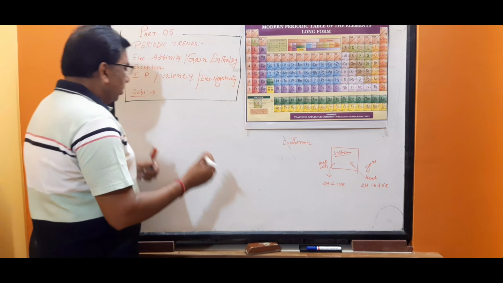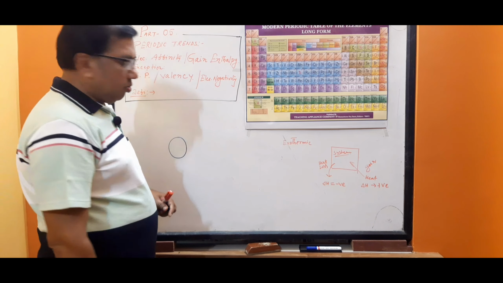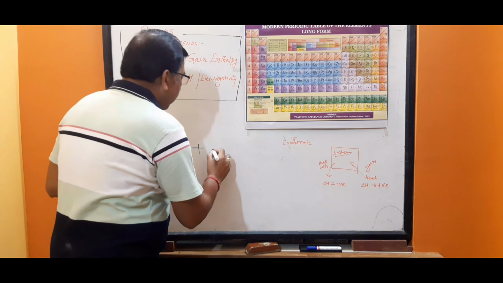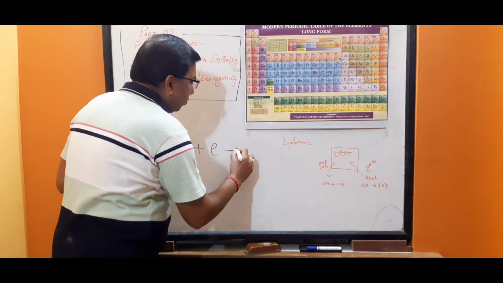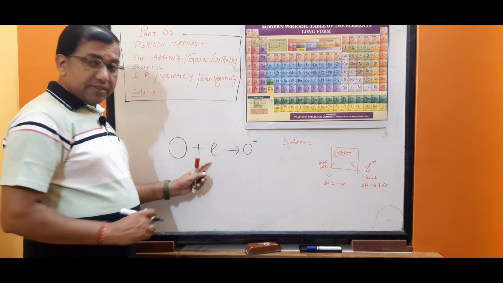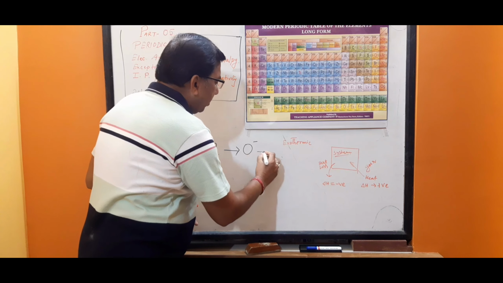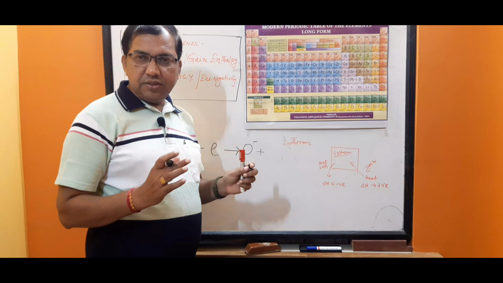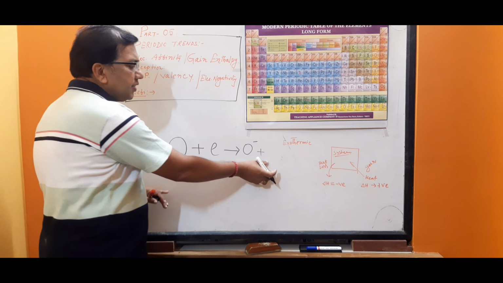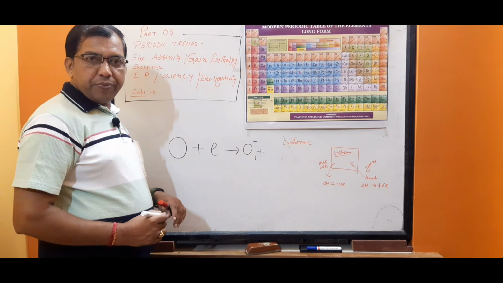Now, if oxygen, O, gains an electron, it will be O minus. Clear? Yes, O minus, and some energy will also be released. The energy will be negative in this case.